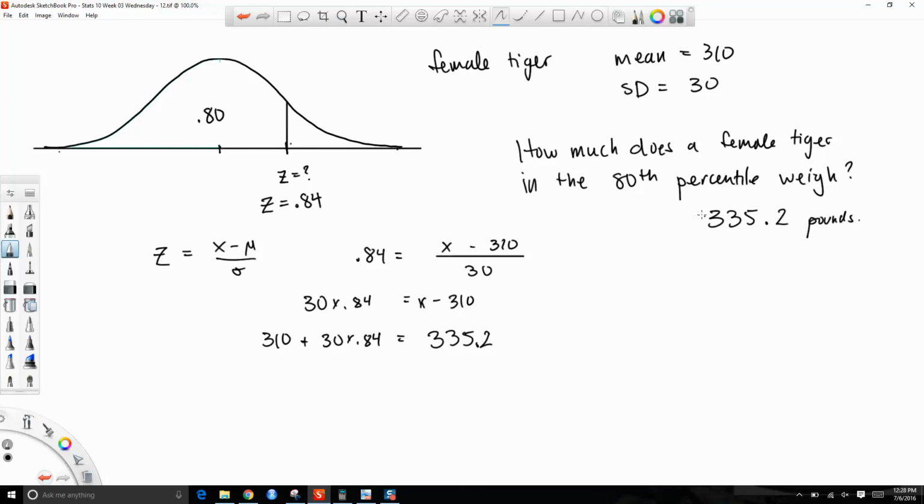Okay, and that's what we have for the normal distribution. One thing to note about the normal distribution is that it is continuous. So the probability of getting exactly a particular value, the probability of getting an exact value, is 0.